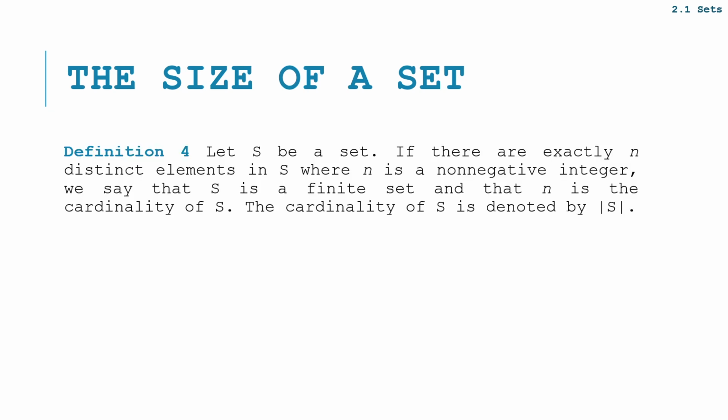The size of a set. Let S be a set. If there are exactly n distinct elements in S, where n is a non-negative integer, we say that S is a finite set and that n is the cardinality of S. The cardinality of S is denoted by |S|. This here means that this is the cardinality or the size of the set.